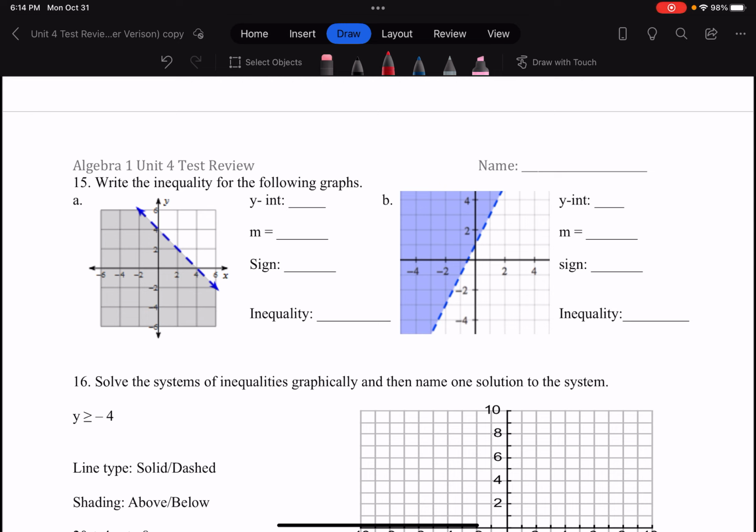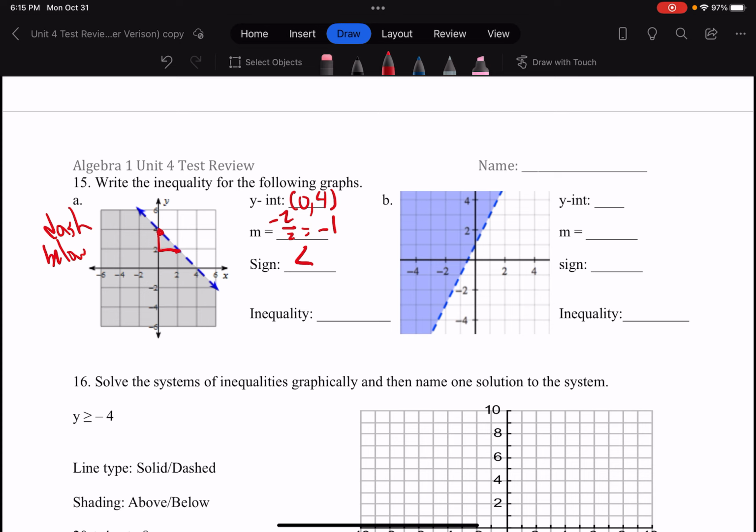So for page number 3, 15 part A is asking me to write these inequalities. So I've got to identify my y-intercept, which in this case is 0, 4. I need to identify my slope, which I know that these are going by 2. So it's down 2 and to the right 2. If I do that, negative 2 over 2 also gives me a negative 1. And because it's dashed and below, this is going to be the less than inequality symbol.